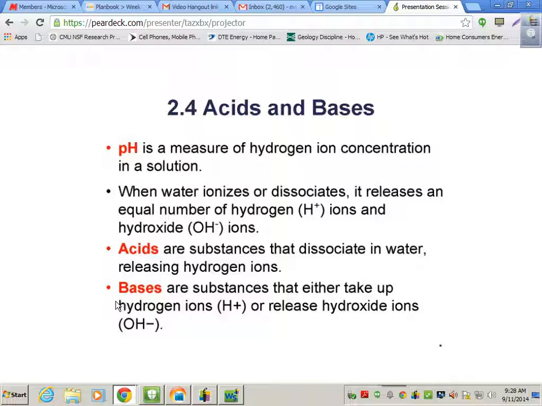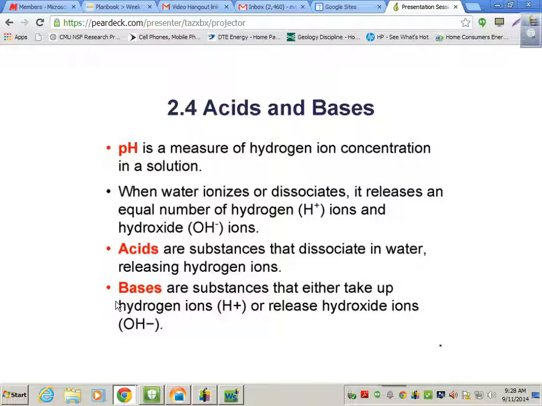So pH is a measurement of the hydrogen ion concentration in the solution. It basically means the potential of hydrogen, right? You guys have probably learned that in chemistry before. They do that because it's involving all of these ions that have to do with hydrogen. So when water ionizes or dissociates, it releases an equal number of hydrogen ions and hydroxide ions. If I make more hydroxide ions, I am a base. If I make more hydronium ions, I am an acid.